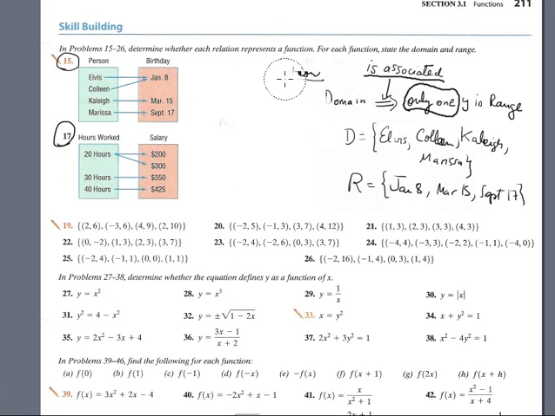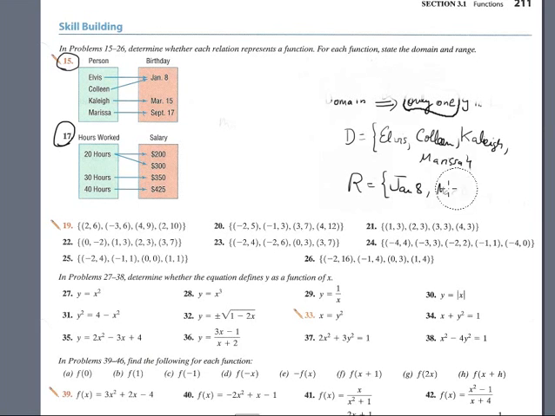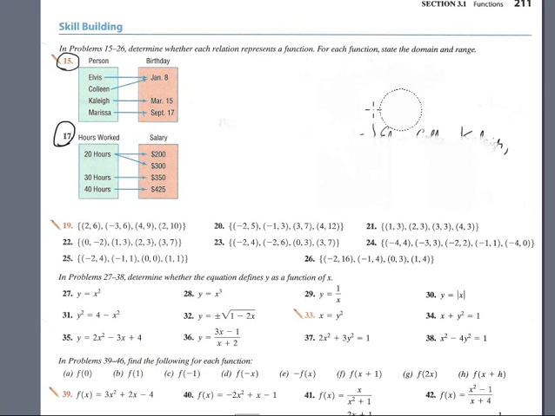And exercise 17 is different because it's obvious. Look at the arrow diagram. Okay, we have a many to one? No. One to many. One to many. Because 24 hours is associated with 200 and 300. So of course it's not a function.